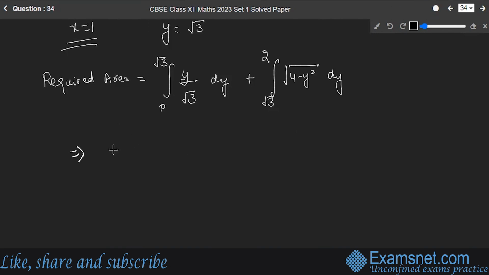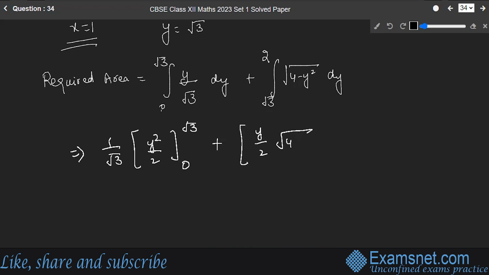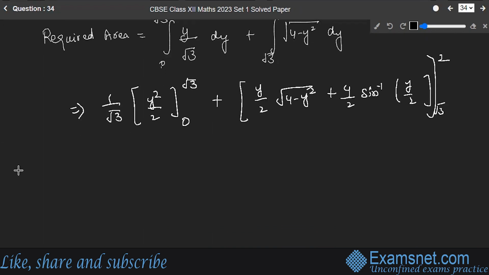Now, easy, let's find out the integral. 1 by root 3 will be taken outside, and the y integral is y square upon 2, limits from 0 to root 3, plus this is given by y upon 2 root of 4 minus y square plus y upon 2 sine inverse y by 2, limits from root 3 to 2. Now you just have to fill in the values.